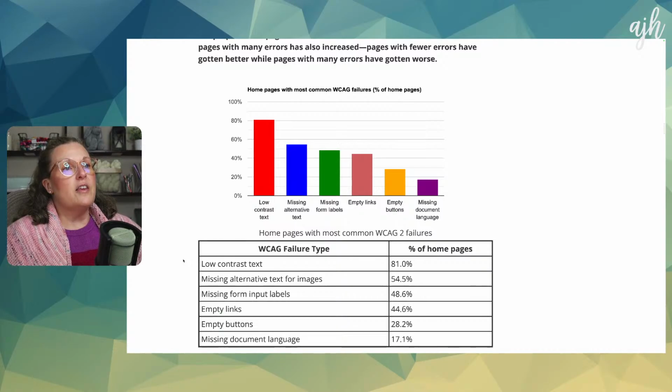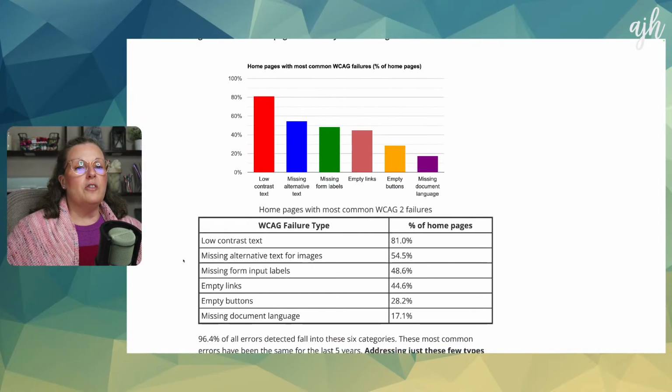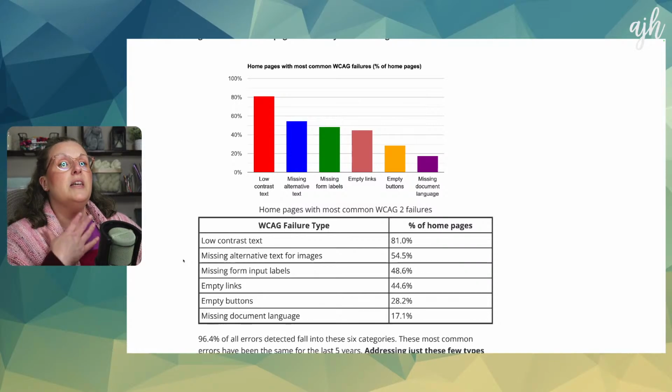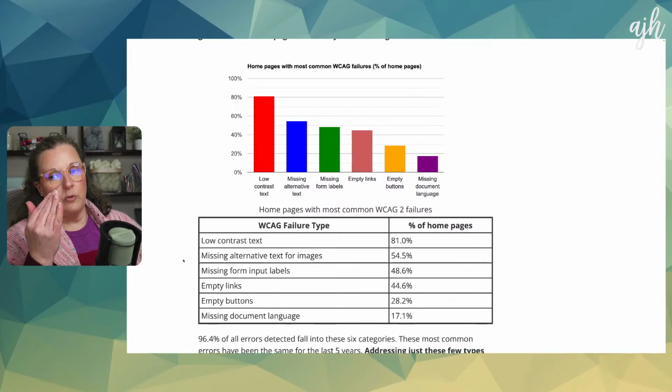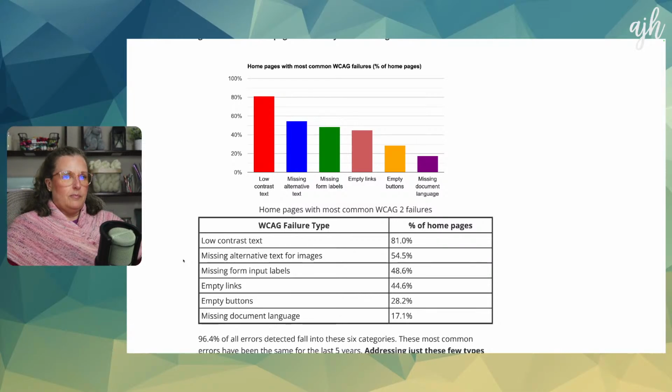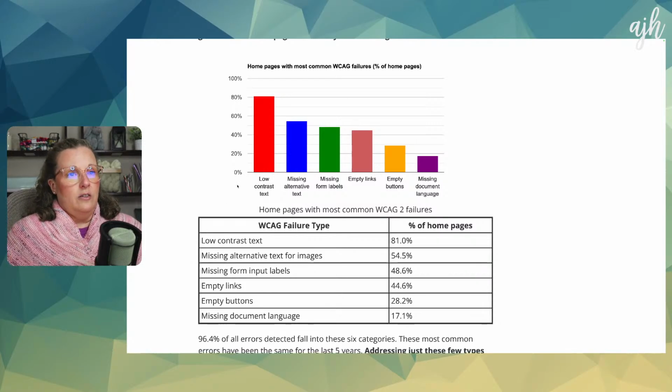Pages with fewer errors have gotten better, while pages with many errors have gotten worse. And so here are the most common. These are the 6 most common errors on these 1 million home pages. And to me, it's shocking what these things are. Some things are less obvious, and I could see where if you were a new front-end developer or new to accessibility, you might be surprised or not realize that you're making this mistake. But there are a couple things here that I think are absolutely shocking. So low contrast text was number 1. Percentage of pages, 81, had low contrast text.